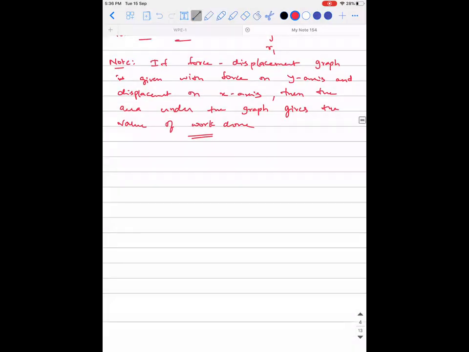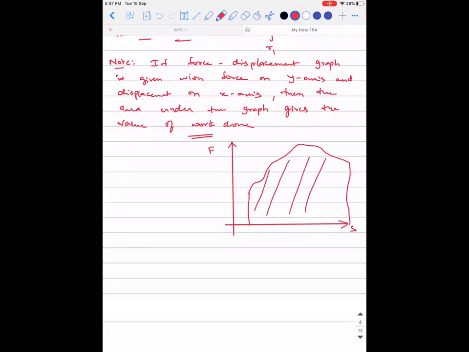So what I'm trying to say here is, if this is the force vector and this is the displacement vector, and there is a curve like this, then if you draw perpendiculars, this area will give you the value of work done by the force.